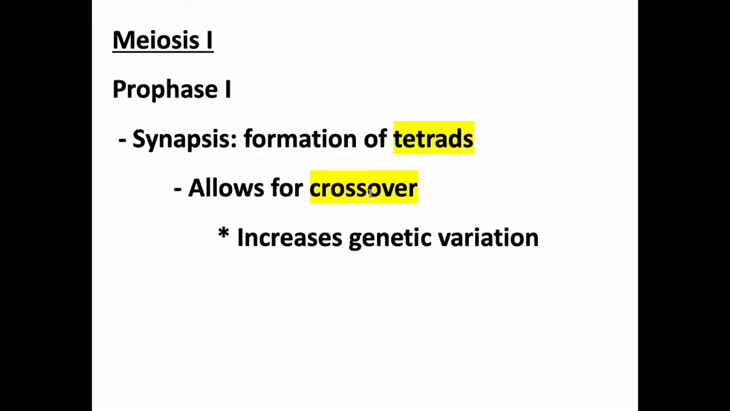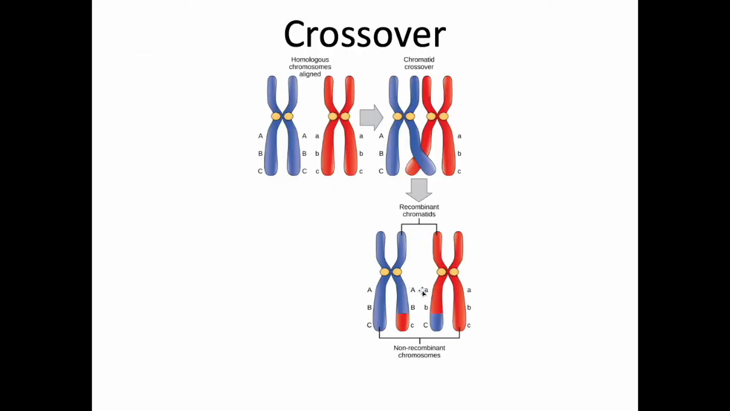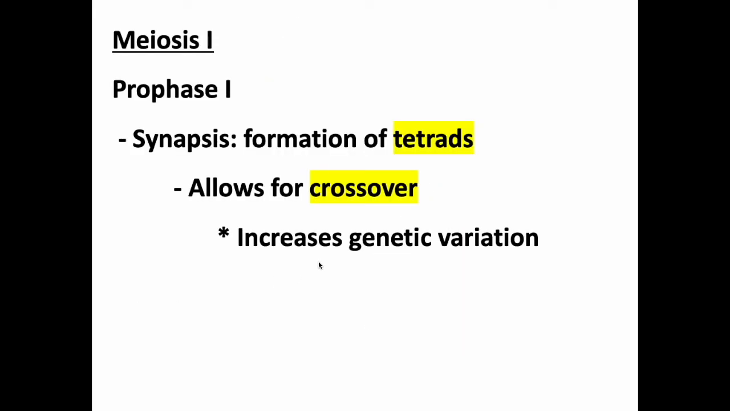The purpose of crossover, which, I'm sorry, I think I forgot to read the key terms definition of crossover. The definition of crossover from the key terms is the exchange of genetic material between homologous chromatids, resulting in chromosomes that incorporate genes from both parents. Synapsis allows for crossover, and the point of this is to increase genetic variation. Okay, all of this was happening during Prophase I.